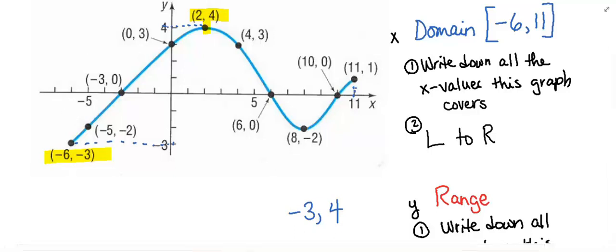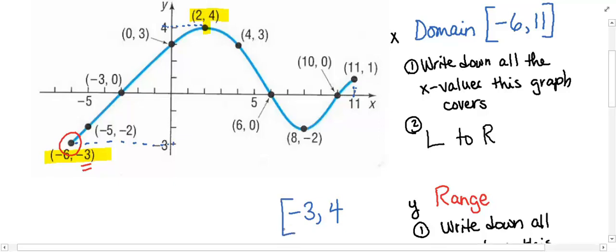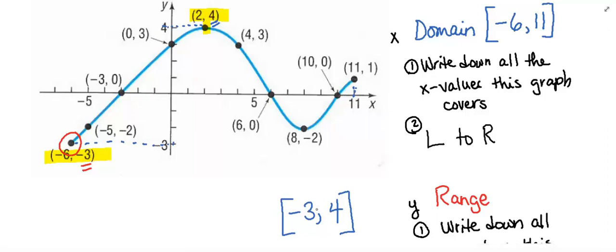If you look at the point corresponding to y equals -3, that's the point (-6, -3). It's a closed circle, so you're going to include the -3. If you jump up to (2, 4), for y equals 4, this point is a closed circle, so you're going to want to include the 4. This is the range. Again, this blue curve exists between the y values of -3 and 4, including the two endpoints.